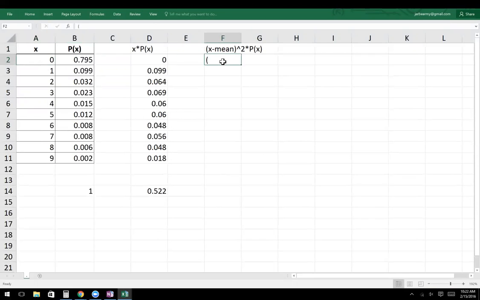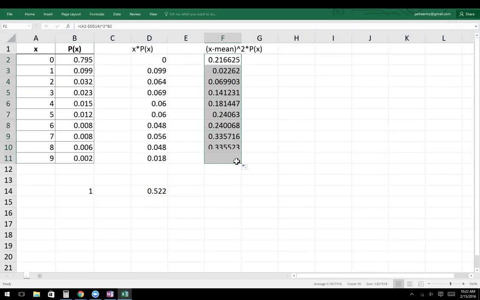Okay, so I go my value. Oops, sorry. I have to put an equal sign. So my value minus the mean, which I don't want to move when I drag down. How do I keep it from moving? Yeah, you put dollar signs on it. Squared times the probability. And do that all the way down. And then the variance is just add those up.